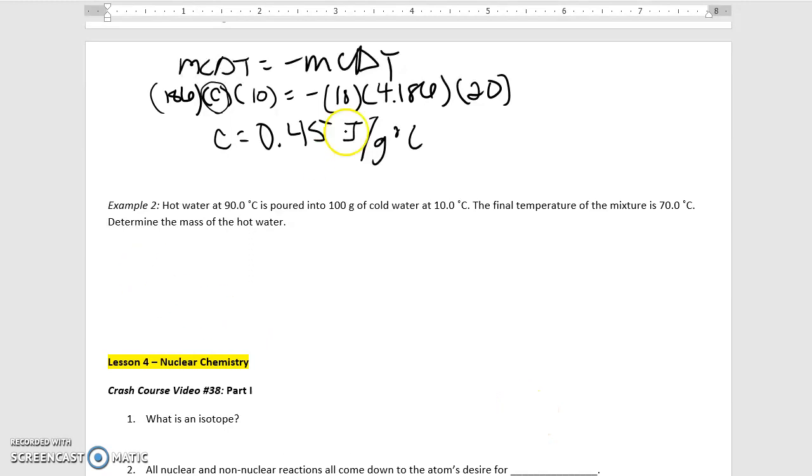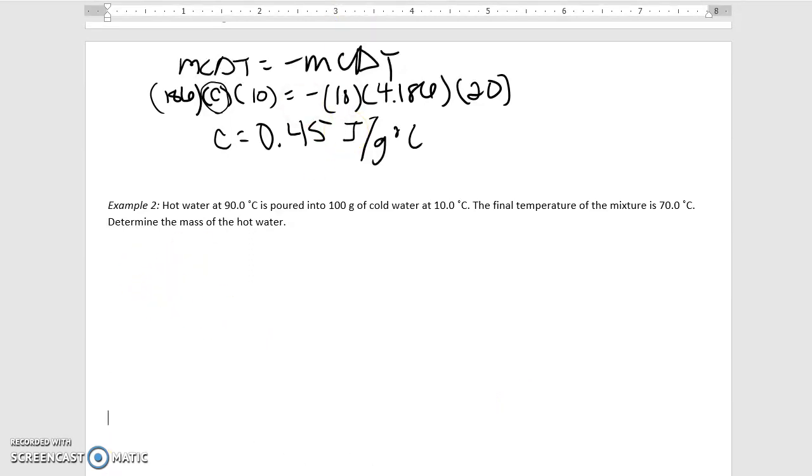So we have hot water at 90 degrees Celsius poured into 100 grams of cold water at 10 degrees Celsius. The final temperature of the mixture is 70 degrees Celsius. Find the mass of hot water. Notice that in this problem we only have water on either side. So I'm just going to write out the same equation: Q system equals negative Q surrounding.